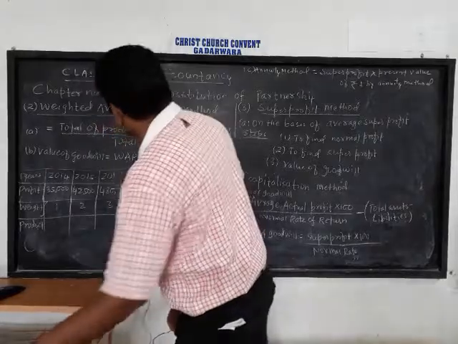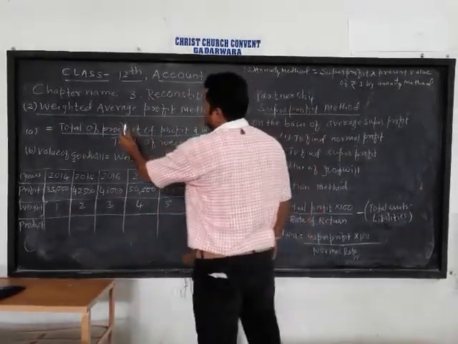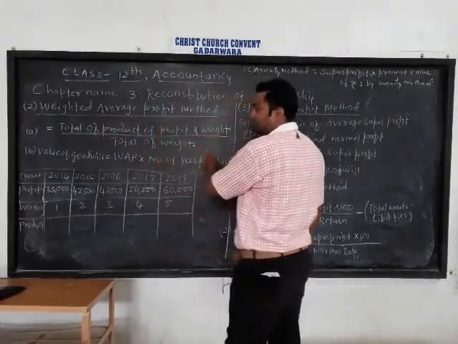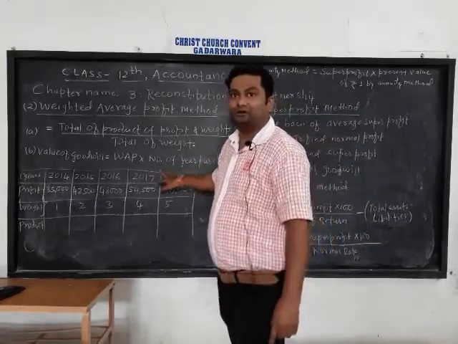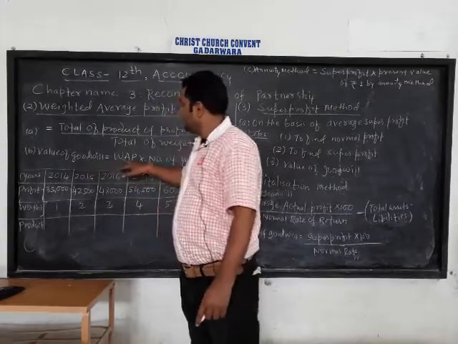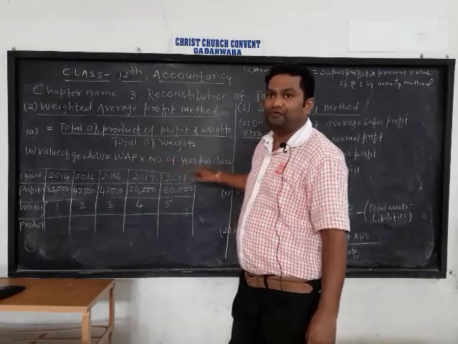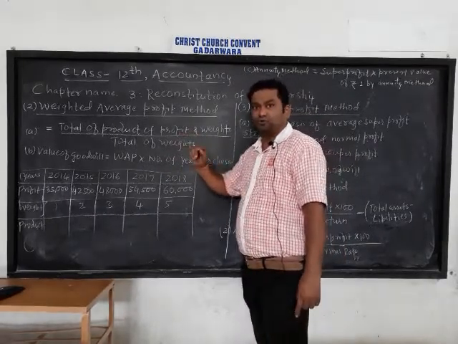So first we will find out weighted average profit by using this formula, and hence the formula for value of goodwill is weighted average profit multiplied by number of years purchase. So I will explain this through an example.